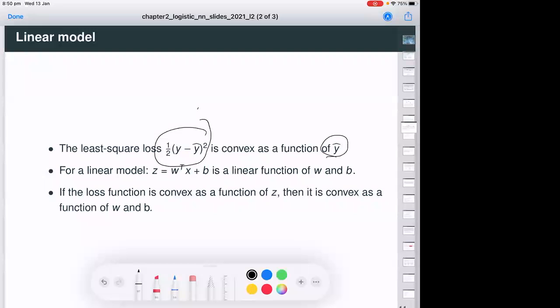Make sense? The least square for this function, if I say f of y hat is equal to 1/2 (y hat)^2, I say this is a convex function. Okay, I don't know why somebody said merde. What's the problem, Stefan?